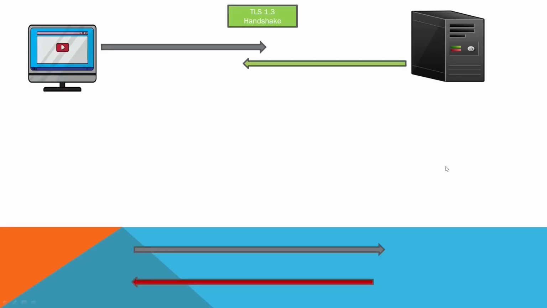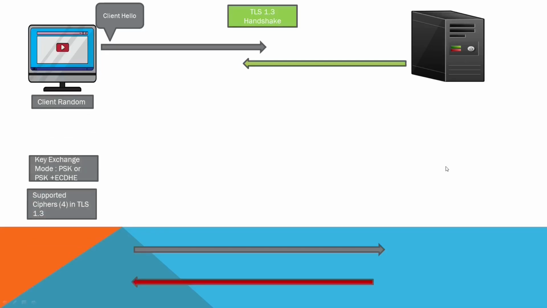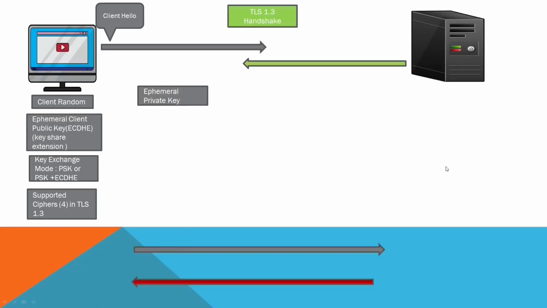Let's see how TLS 1.3 handshake works. First of all, client generates the client hello message. Now this hello message contains client random value, the requested key exchange mode and the supported ciphers in TLS 1.3. Along with this, client also generates the pair of ephemeral public and private key, and public key is part of client hello message as well. Finally, client sends this message to the server.